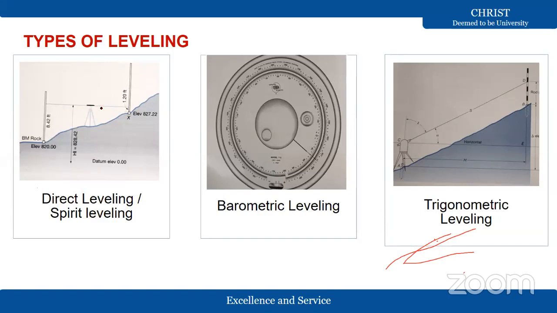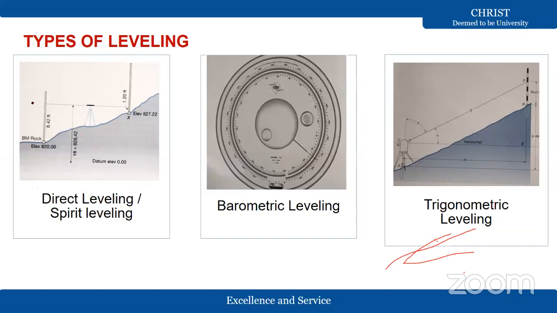So the relative difference between these two staff readings will give me the relative elevation between these two points. If I am referring to the benchmark, the benchmark elevation is 820 meters. Here 8.42 feet is the staff reading, and here I have 1.2 feet.